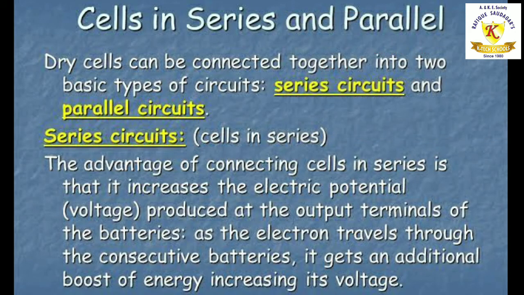Cells in series and parallel combination. Dry cells can be connected together in two types, series circuits and parallel circuits. Series circuits. The advantage of connecting cells in series is that it increases the electric potential, that is voltage, produced at the output terminals of the batteries. As the electron travels through the consecutive batteries, it gets an additional boost of energy, increasing its voltage.